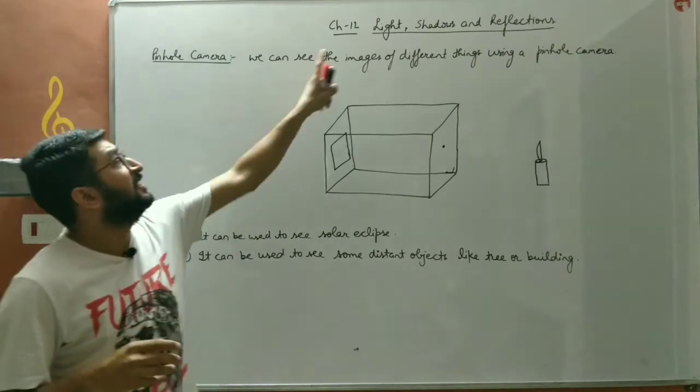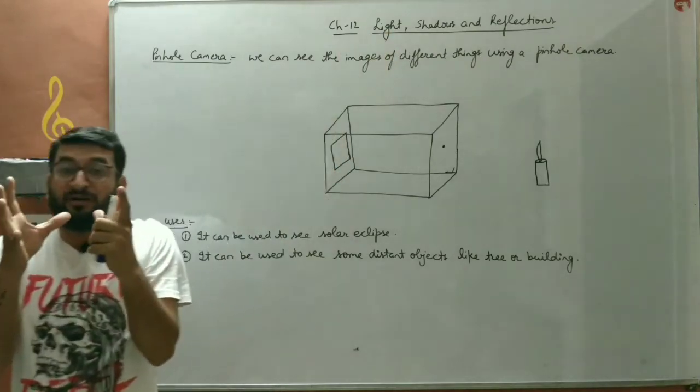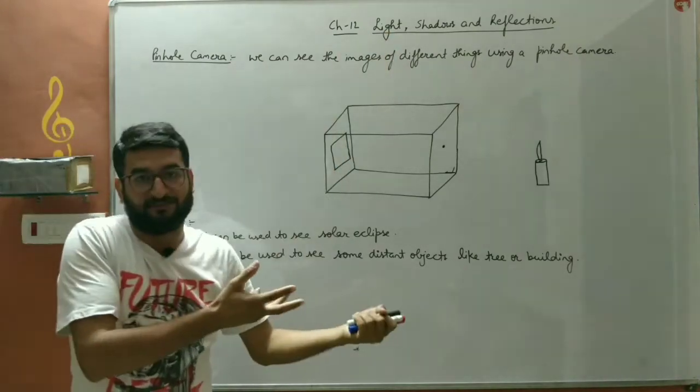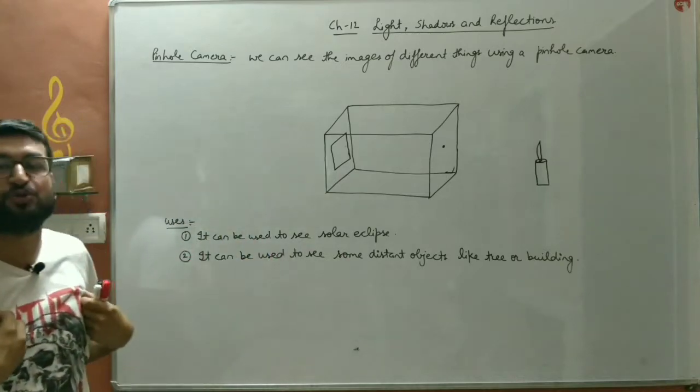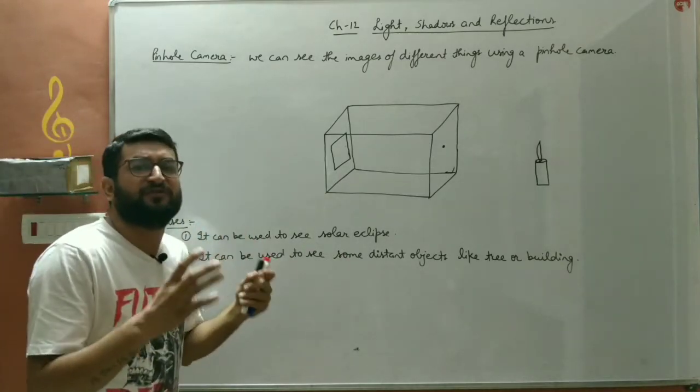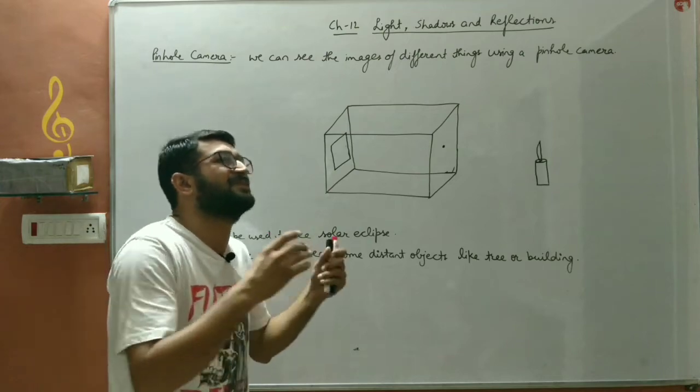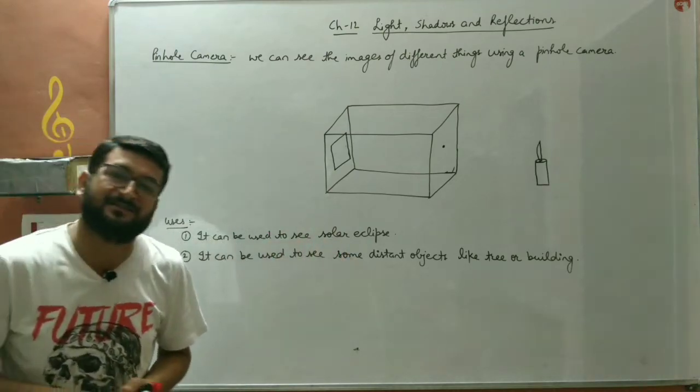What is light, bachche? The term light is a form of energy which enables us to see. It is a form of energy due to which we can see the things around us. That is known as light.